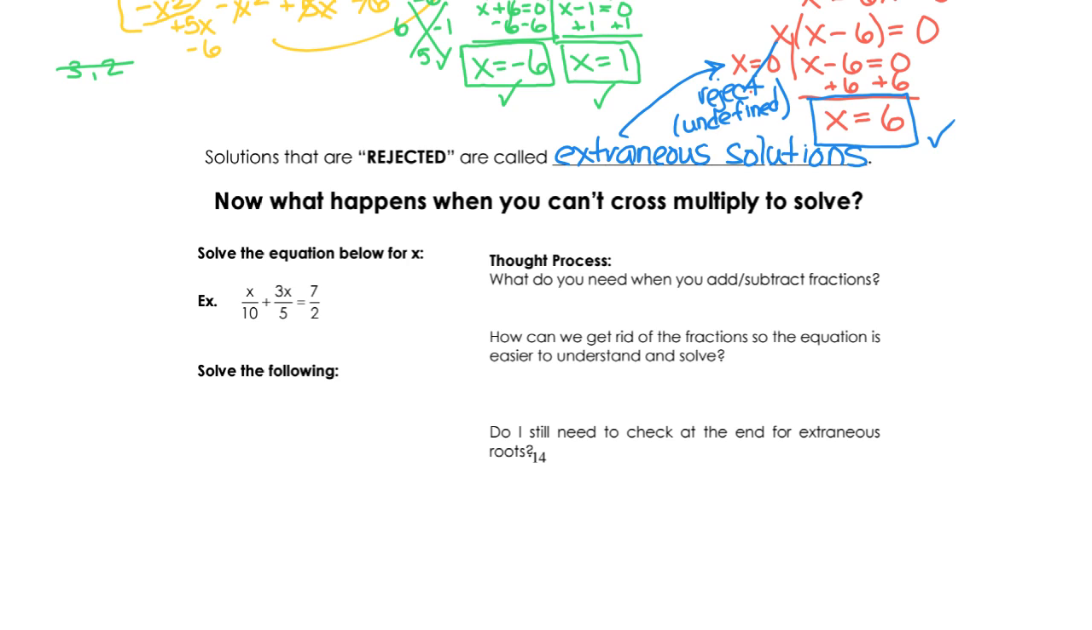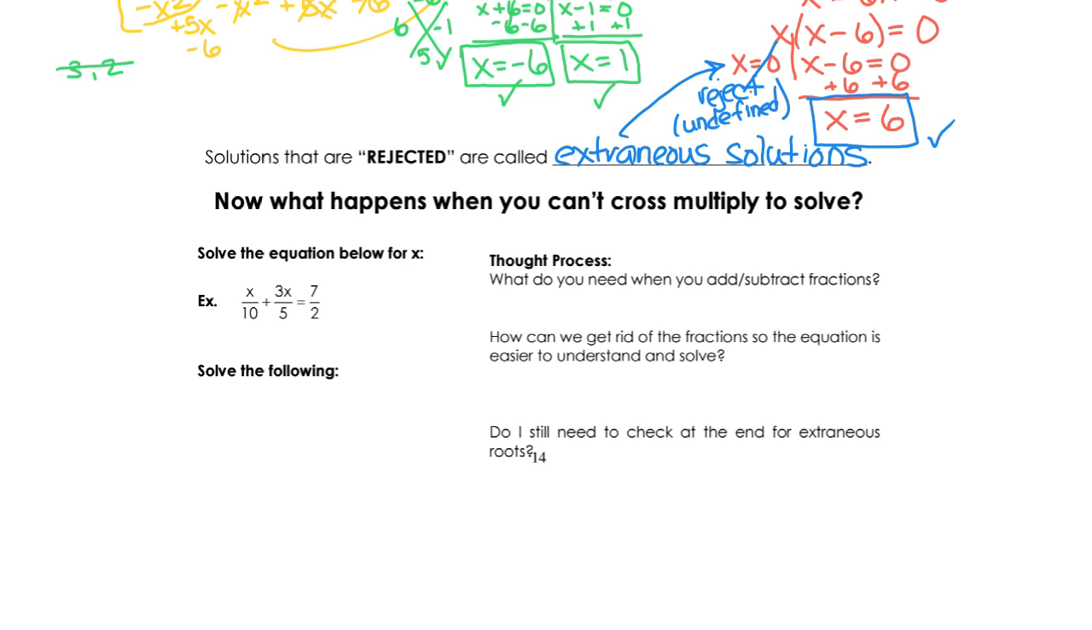Now what happens when you can't cross multiply to solve? Well, you could put the two fractions together by adding. However, adding two fractions would need a common denominator, and you may remember that from whenever you started adding fractions, probably in 5th grade. However, we have a little bit of an easier way than adding the two fractions together and then cross multiplying. We have a better process.